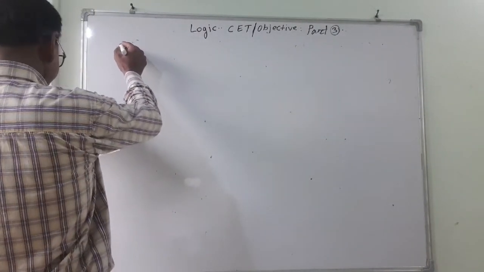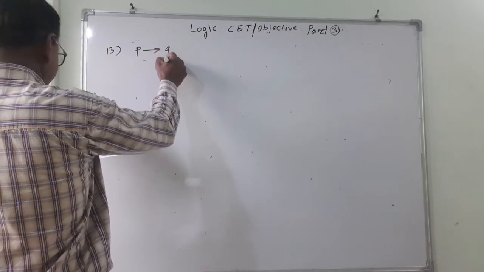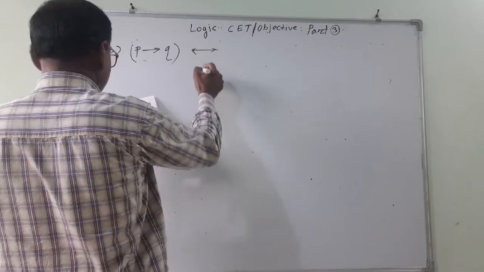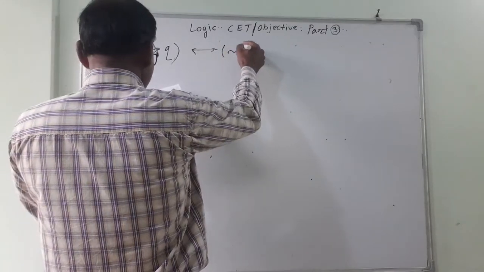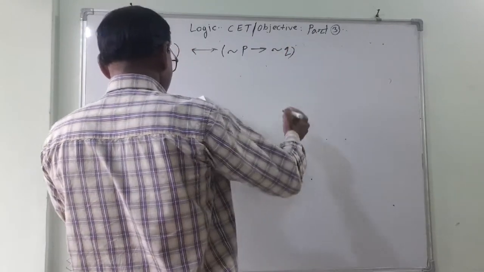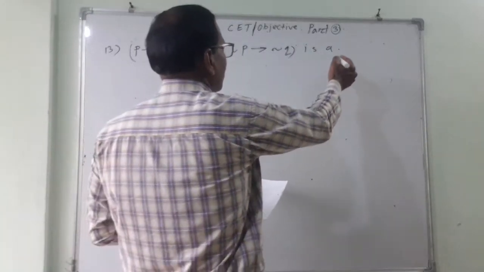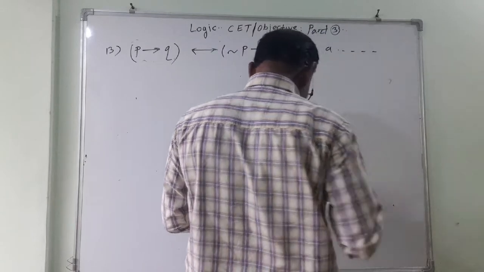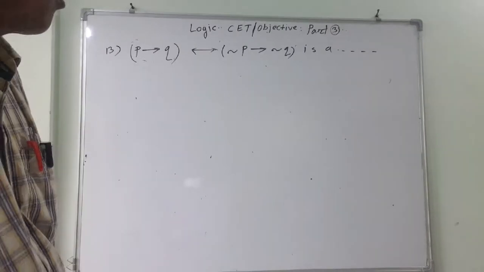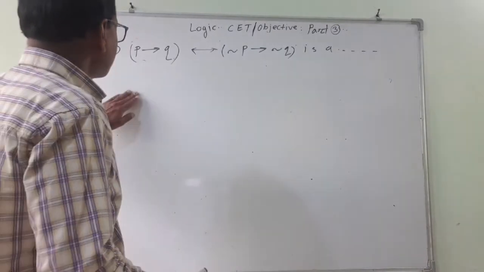Thirteenth one. P implies Q, double implication, negation P implies negation Q. Is it a contingency? Is it a tautology? Or is it a contradiction? That I have to find out.